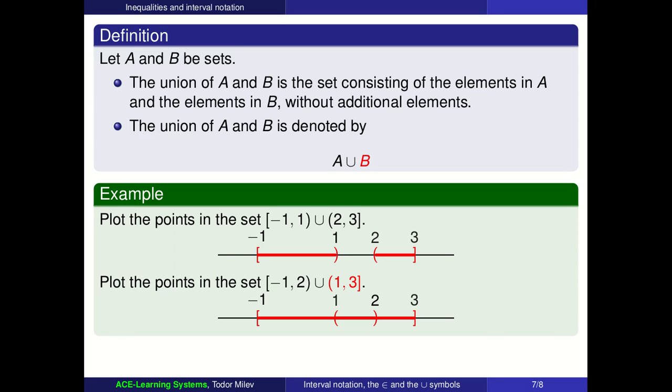So if two intervals overlap, it is possible that their union is a single interval. In fact, the picture that we just drew shows that the interval from -1 to 2 union with the interval from 1 to 3 is equal to the closed interval from -1 to 3. So our picture demonstrates that equality.